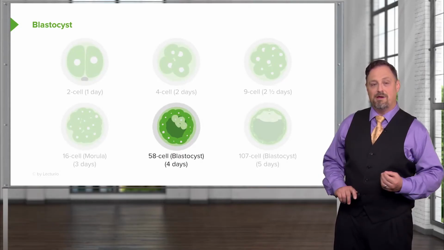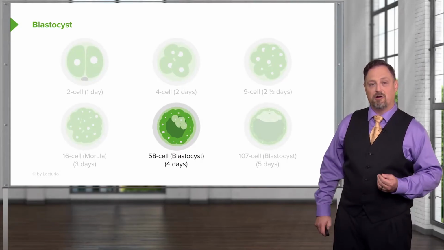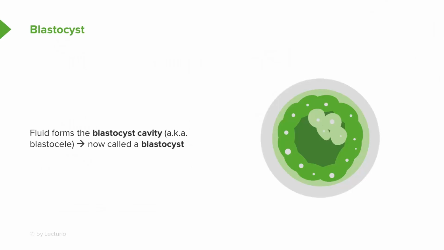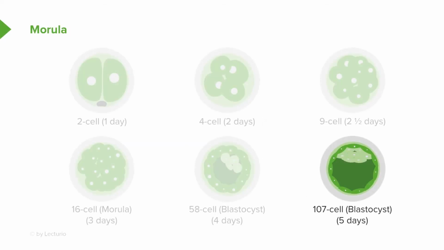Thereafter, we're going to go a bit further to a stage of development called the blastocyst. The fluid that is moved into the spaces between the cells of the morula creates a cavity called the blastocyst cavity, and the entire assembly of fluid and cells is referred to as the blastocyst. Now, the early blastocyst has roughly 58 cells, and it will continue to develop to roughly the 107-cell stage after 5 days, which is going to be called the late blastocyst.